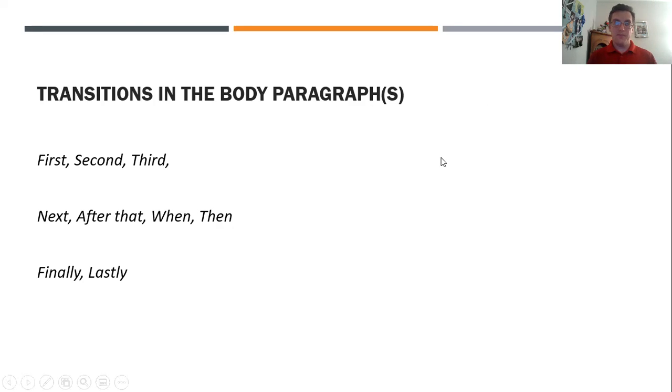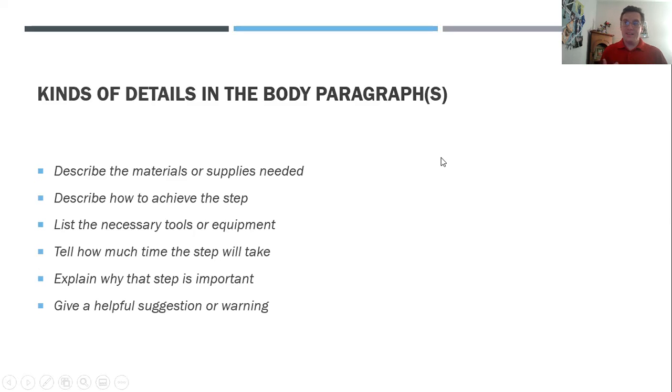Okay, some examples of kind of details that you might give, you might describe the materials or supplies needed. If I'm going to be making something or cooking something or fixing something, what materials do I need? What ingredients do I need? I need onions, I need carrots. Okay, if I'm changing the oil in my car, what kind of oil do I need and how much oil? Okay, so the materials.